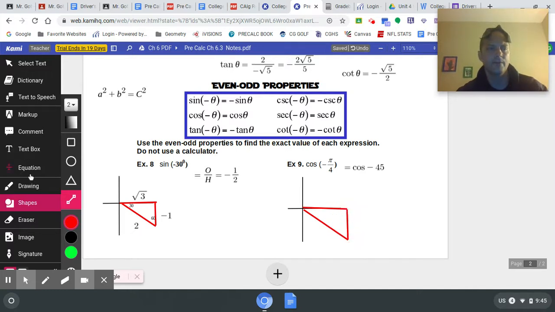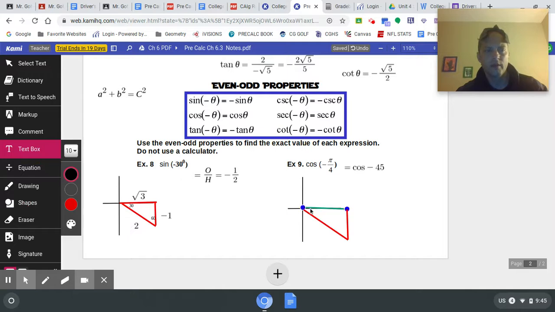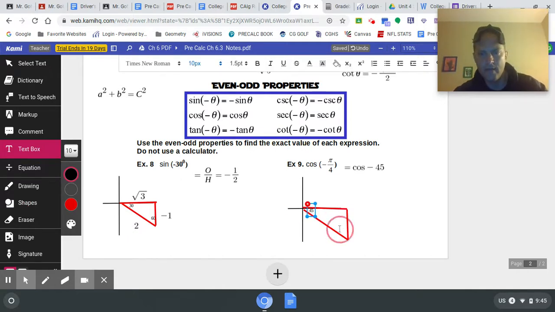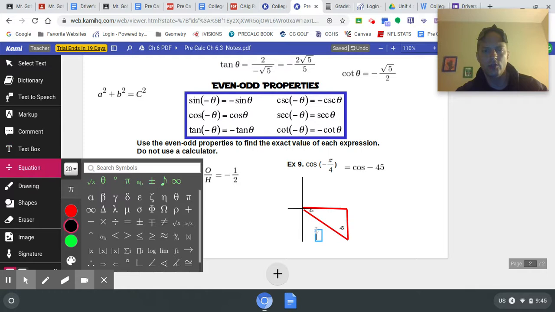Again, we went down 45, so this is 45, 45, 90. And then we know the hypotenuse is a 2. This one is going to the right, so this is a positive square root of 2. And this one, again, is going down, so we end up with a negative square root of 2.